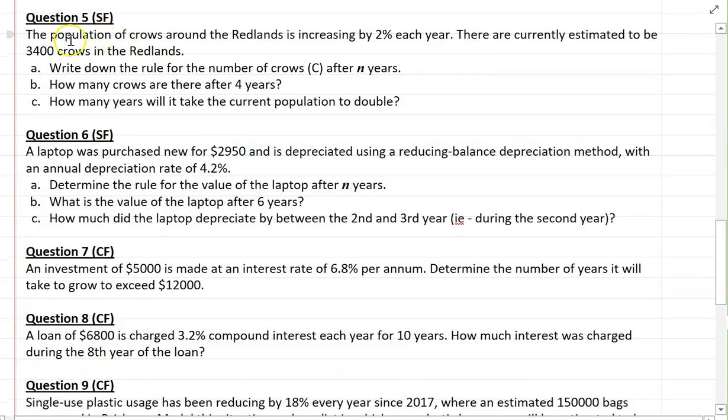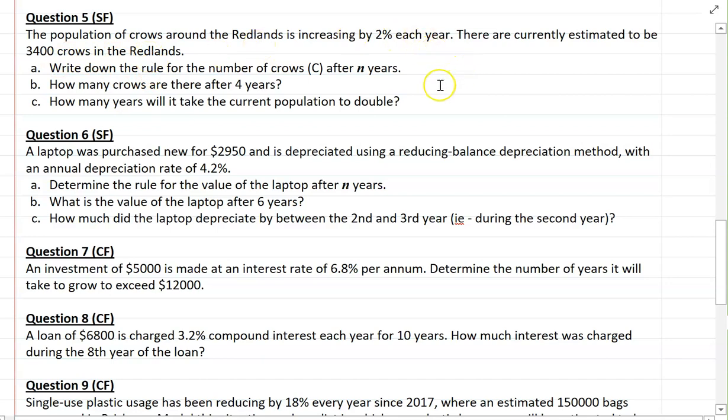Okay, question 5 is a simple familiar question where we're looking at a population of crows around the Redlands increasing by 2% every year. So it looks like some sort of exponential growth happening here. There are currently estimated to be 3,400 crows in the Redlands. So they've given us the original number of crows at time 0, okay?